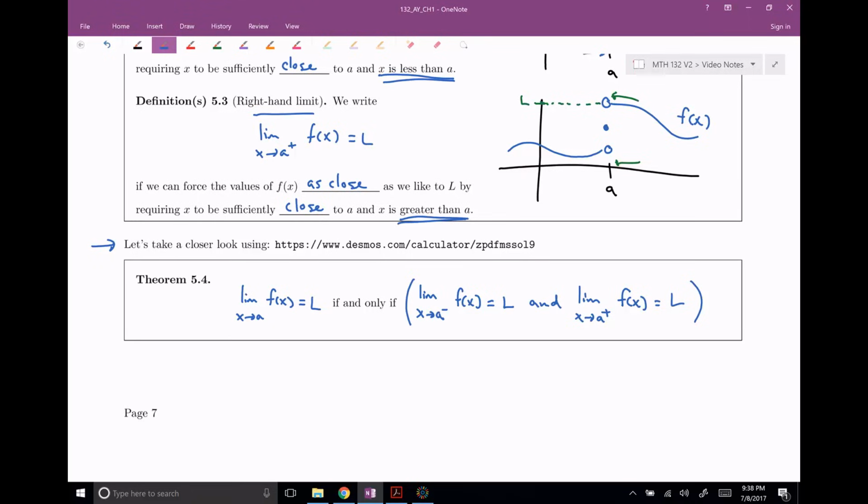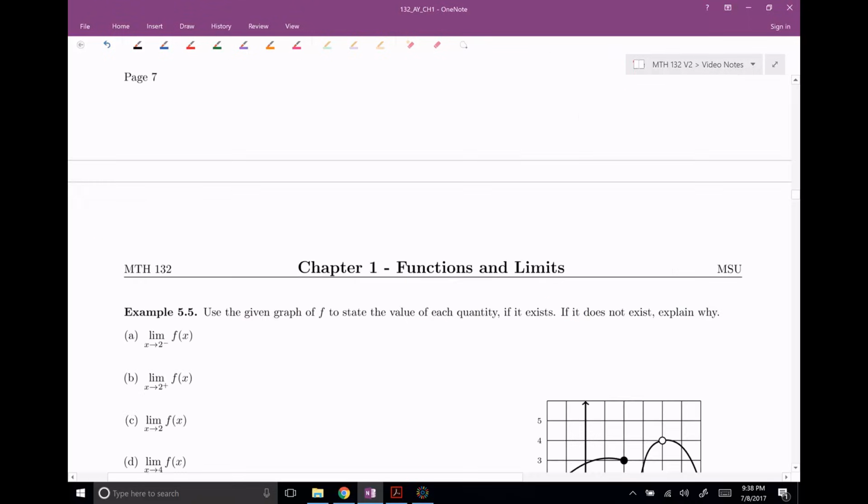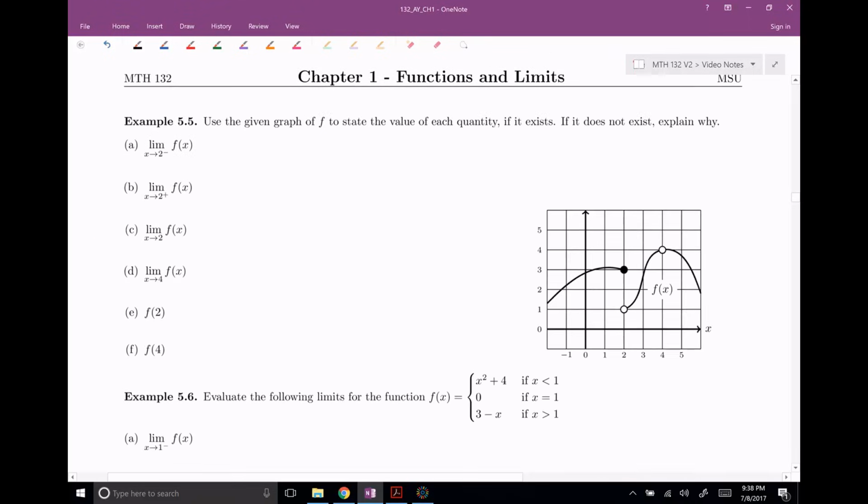Let me really hit this home with an example here. So here's kind of a classic example. It could show up on homework, quizzes, exams, all that sort of stuff. So our function is given to us by some graph right here, and we're asked a bunch of limit questions. So the first one, we're approaching 2 from the left. This little minus sign up here, above the 2, means that we're approaching from the left.